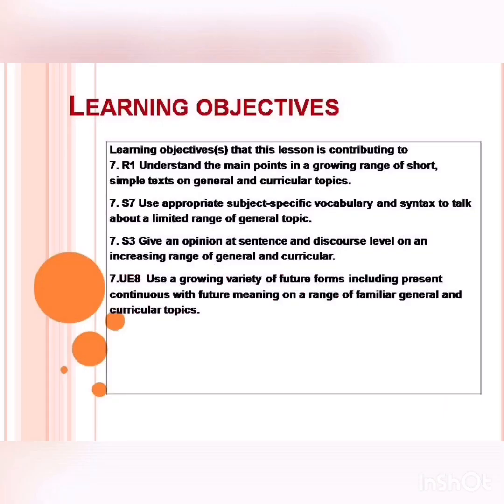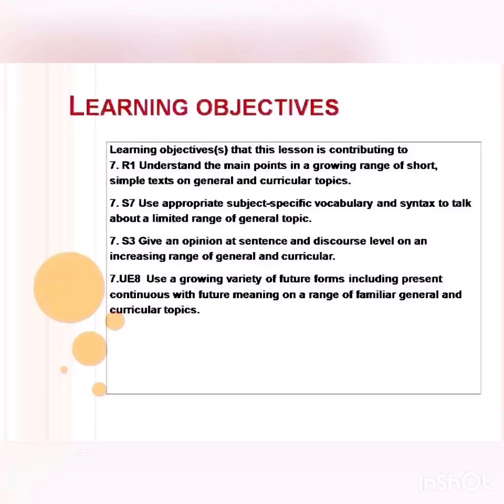Learning objectives that this lesson is contributing to. Understand the main points in a growing range of short, simple texts on general and curricular topics. Use appropriate subject-specific vocabulary and syntax to talk about a limited range of general topics. Give an opinion at sentence and discourse level on an increasing range of general curricular topics. Use a growing variety of future forms, including present continuous with future meaning, on a range of familiar, general, and curricular topics.